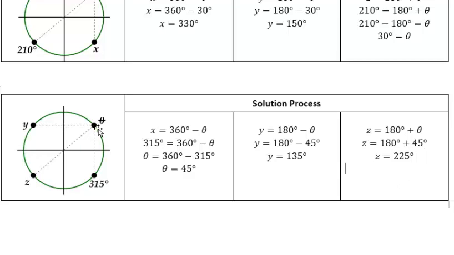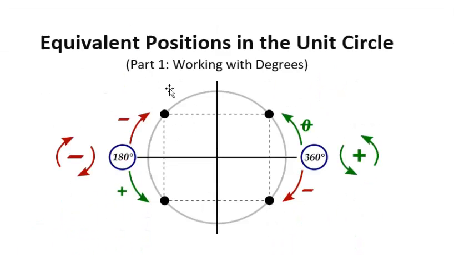That's how you find positions of different angles in the unit circle once you know that they have the same reference angle. Like if the distances are the same, it's just adding and subtracting. Just adding and subtracting if they are in equivalent positions.